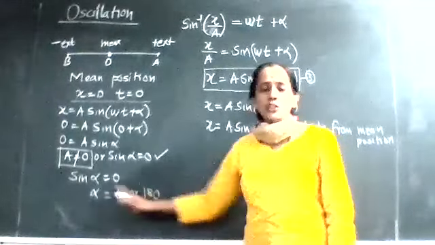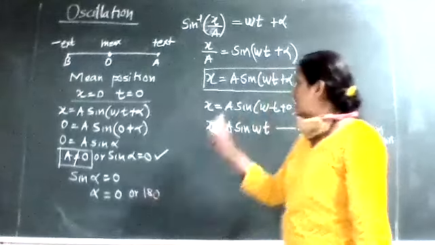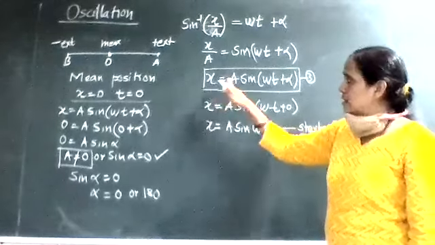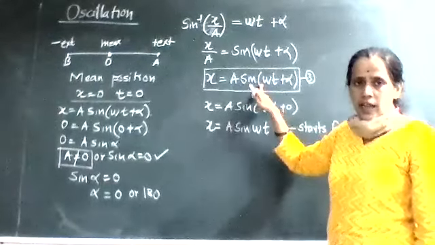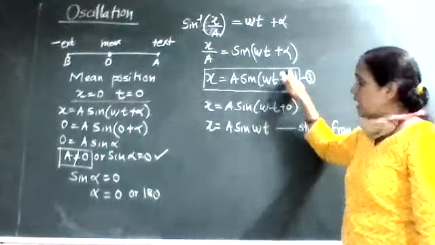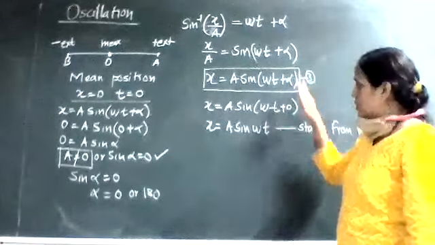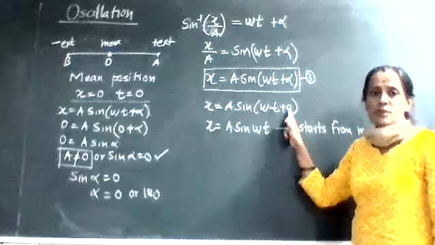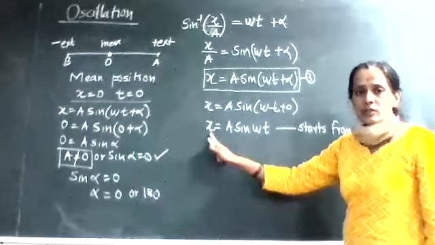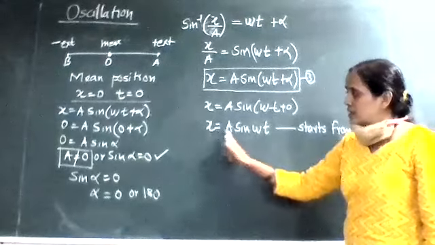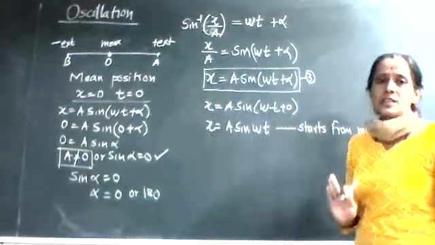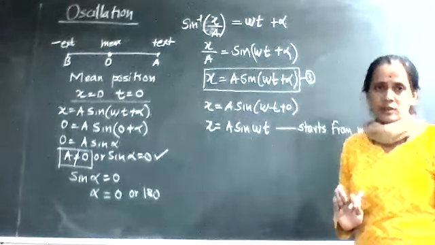So this condition of alpha, I can put in your displacement equation. Your displacement equation x is equal to A sine omega t plus alpha. So at mean position, what am I getting? Alpha is equal to 0. So that value I will put here. That is, at mean position, alpha is 0. If alpha is 0, what am I getting? Displacement equation x is equal to A sine omega t. This is nothing but your displacement equation.